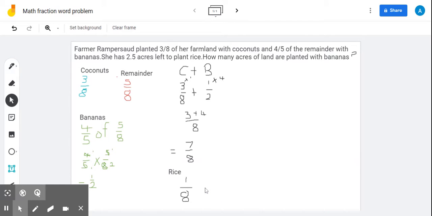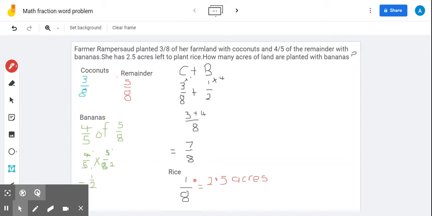So now we know the fraction of the farmland that is left to plant rice, and that is 1/8. So let's go back to the problem now. It says here that she has 2.5 acres left to plant rice. Therefore, this 1/8 is equal to 2.5 acres.